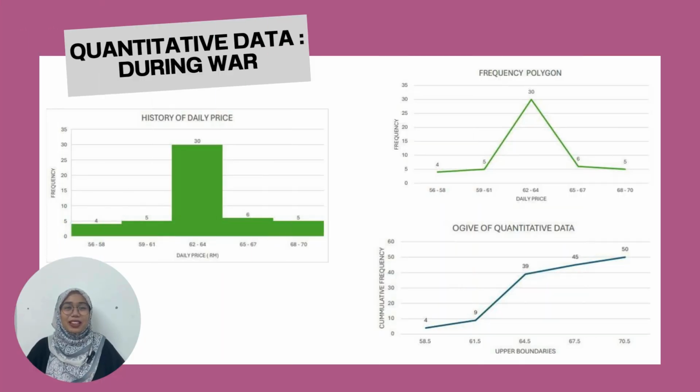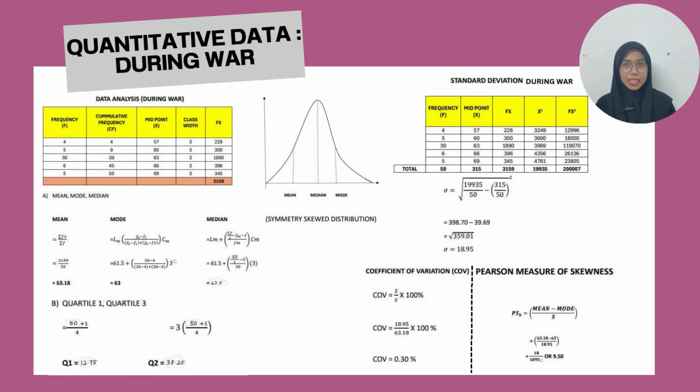Now I'm gonna talk about the data that we collected. First, we have the bar graph, the frequency polygon, and the ogive of quantitative data. Three of them are the positive results that we collected. From the total data analysis during war, the Σfx that we got from the table is 3,159. For the mean, total fx divided by total frequency, and the mean is 63.14.